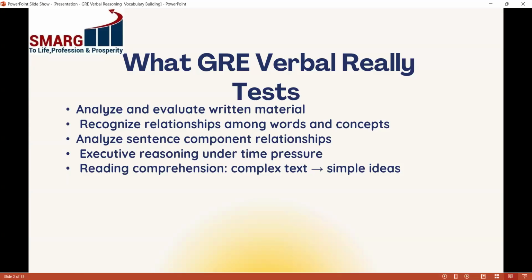So the first point is analyze and evaluate written material. Very simple. Whenever you're looking at sentences, let it be all the three, especially reading comprehension, you should be able to understand what is given. While you're trying to focus on sentence completion and sentence equivalence, it's very important to see whether you're able to understand the meaning or not. If at any point you feel that is not happening, that is the first block.